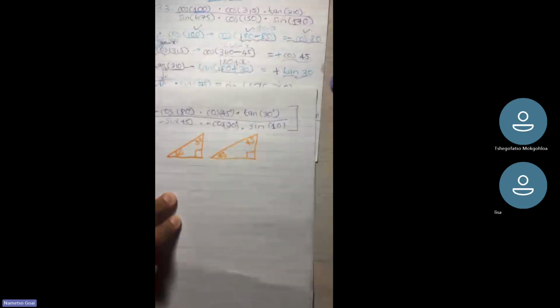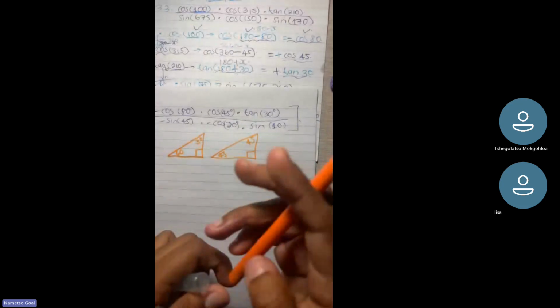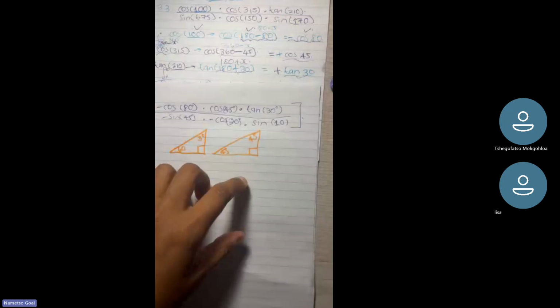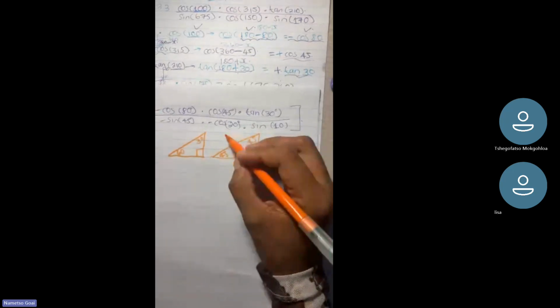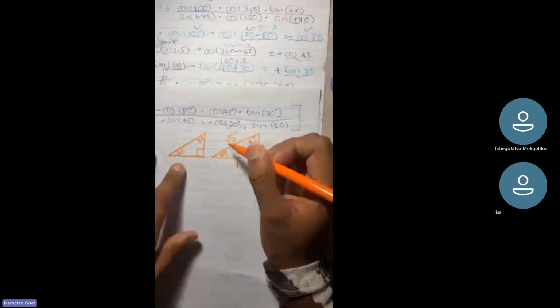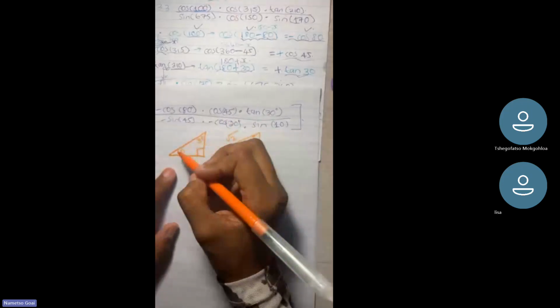Please write them down into your books, because whenever they say without the use of a calculator, it means you cannot use your calculator, so you should know your special angles. This is where you're going to get your answers from. This is 1, and this is root 2. And then here, this is 1, and this is 2, and this is root 3, right?